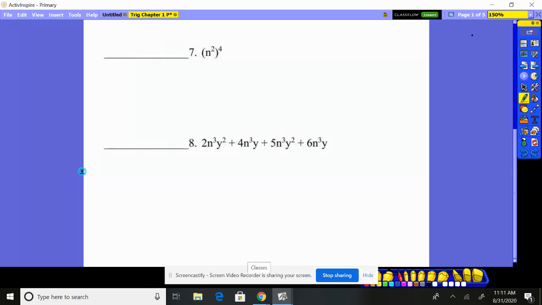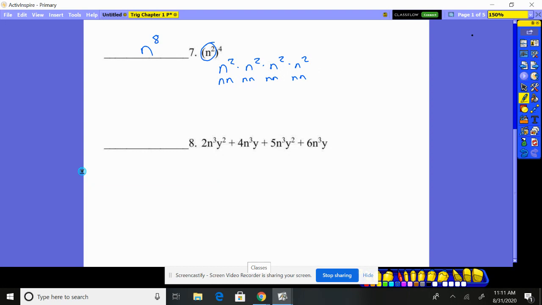Let's look at problem 7. (n^2) to the 4th. To the 4th power means we're taking n squared and multiplying it by itself 4 times. Now that's nn times nn times nn times nn. So that's n to the 8th power.